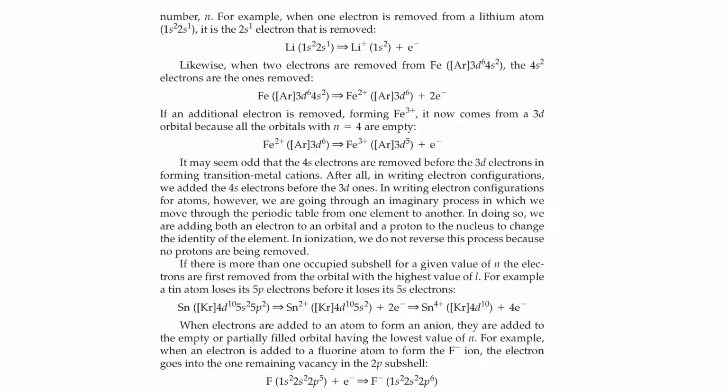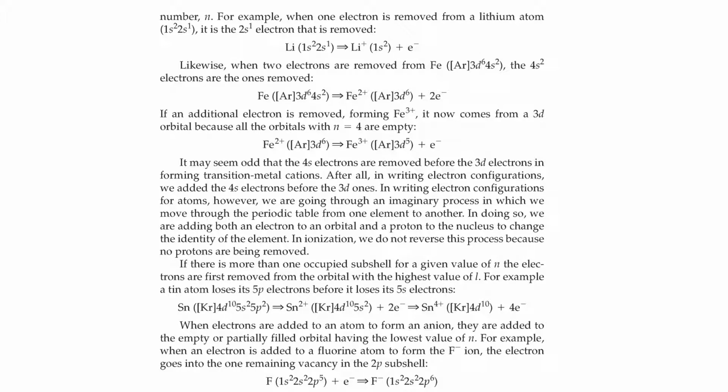It may seem odd that the 4s electrons are removed before the 3d electrons in forming transition metal cations. After all, in writing electron configurations, we added the 4s electrons before the 3d ones. In writing electron configurations for atoms, however, we are going through an imaginary process in which we move through the periodic table from one element to another. In doing so, we are adding both an electron to an orbital and a proton to the nucleus to change the identity of the element. In ionization, we do not reverse this process because no protons are being removed.